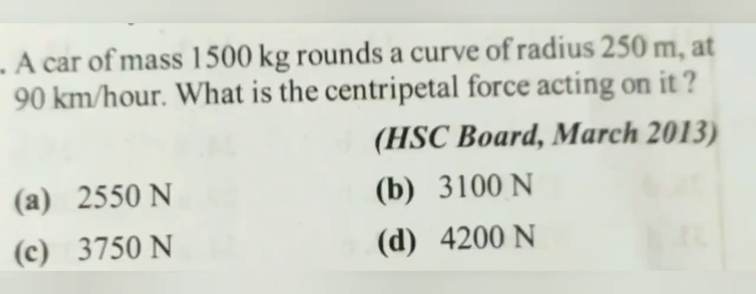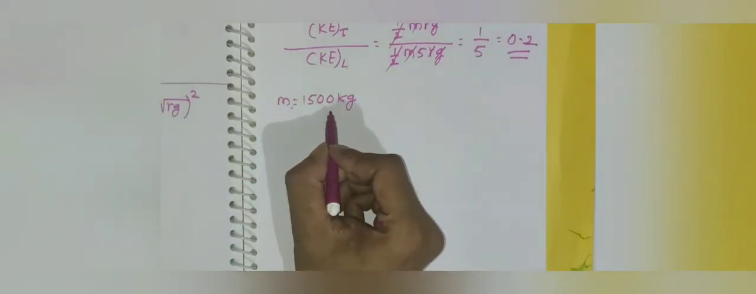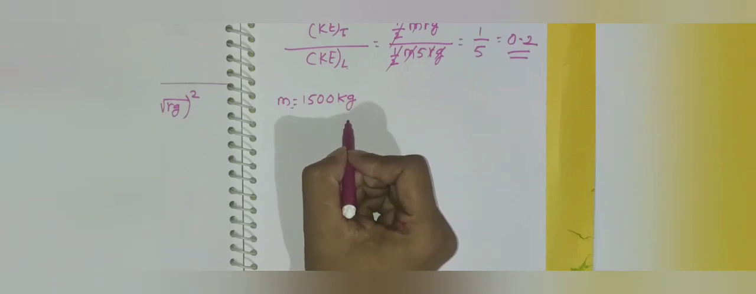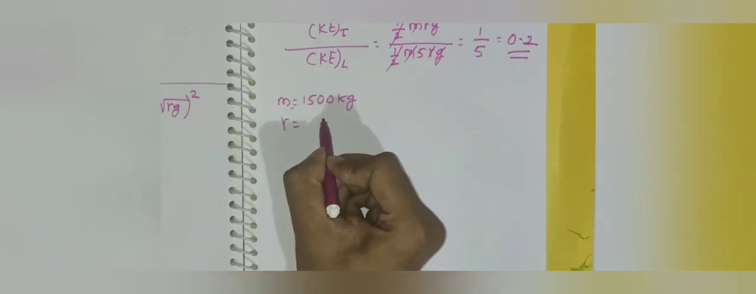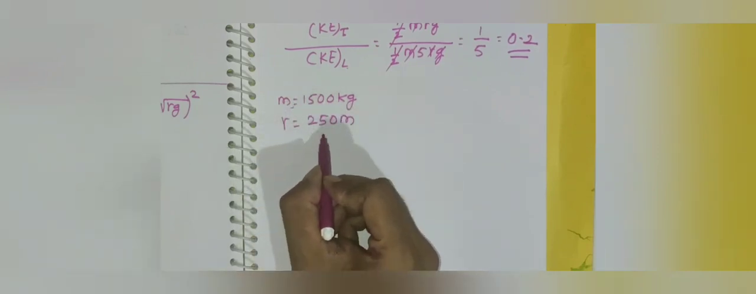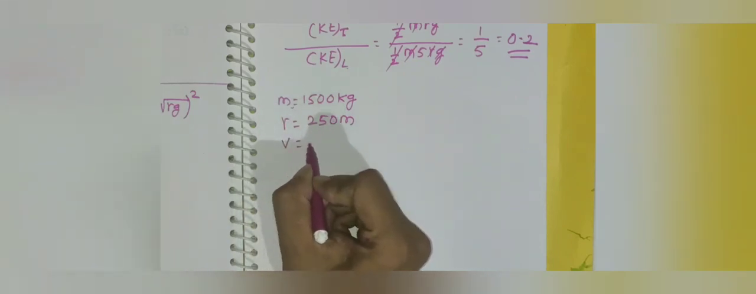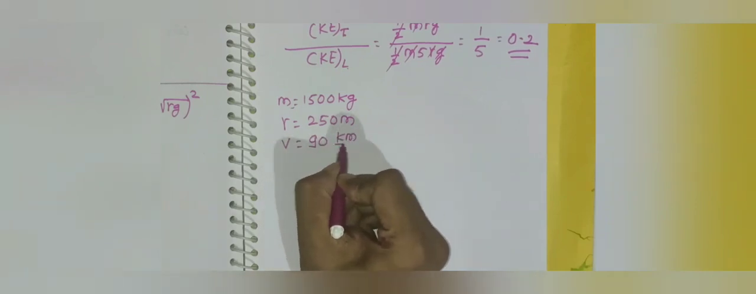Next problem. A car of mass 1500 kg rounds a curve of radius 250 meter at 90 km per hour. What is the centripetal force acting on it? The mass of car is 1500 kg. Radius is 250 meter. So mass is 1500 kg, radius is 250 meter, and velocity is 90 km per hour.